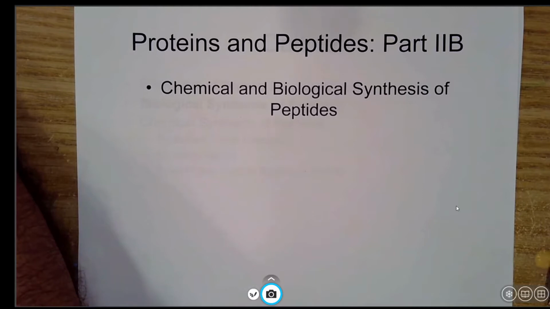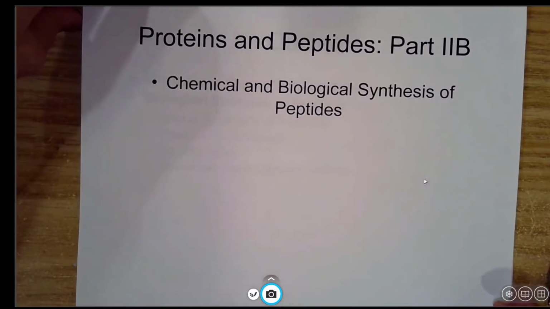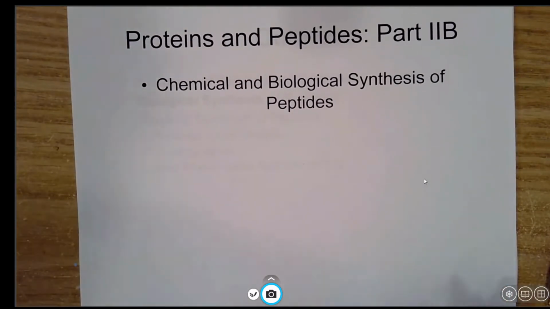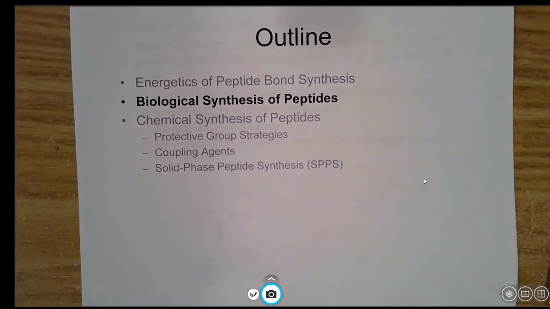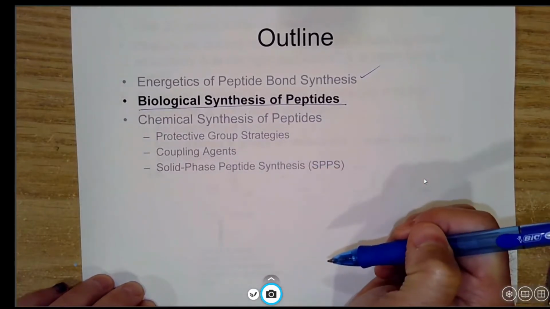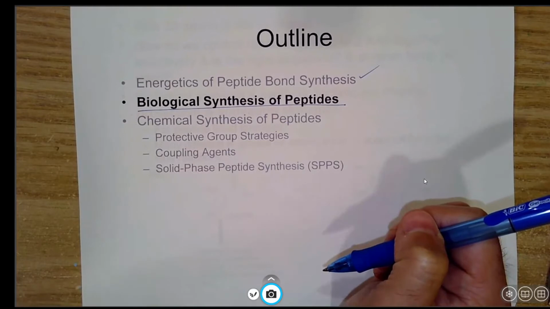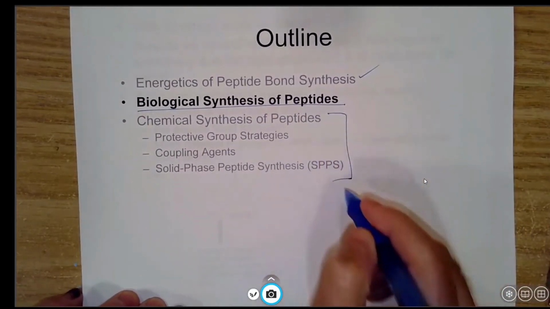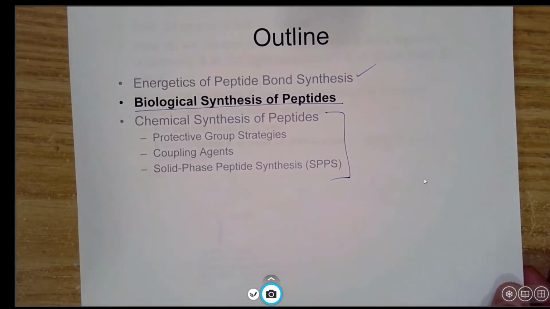Okay, everyone. Welcome to part 2B, chemical and biological synthesis of peptides. In our first section, we looked at the energetics of peptide bond synthesis. So we've completed that. So we're going to talk about how biology makes peptides, how our bodies, the bodies of prokaryotes, and other eukaryotic species do it. Then later on, we'll talk about chemical synthesis of peptides.